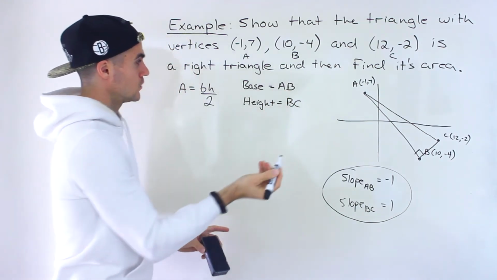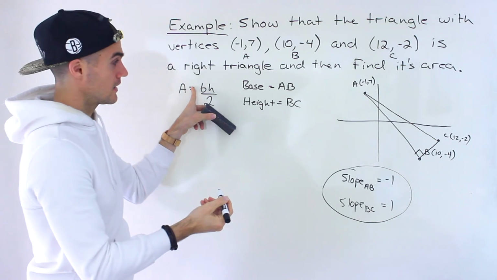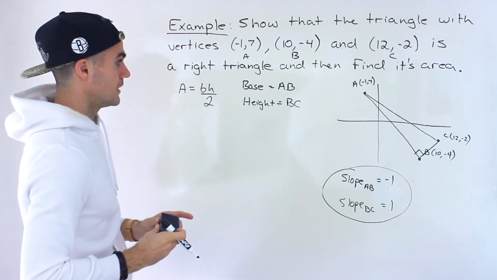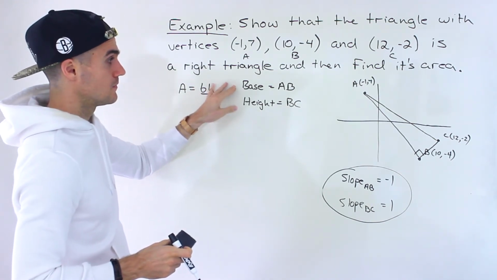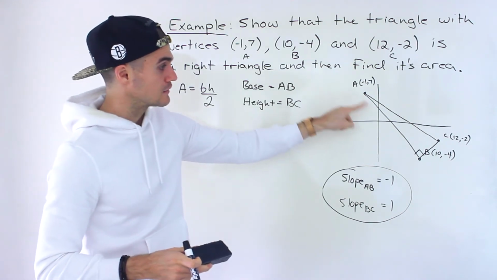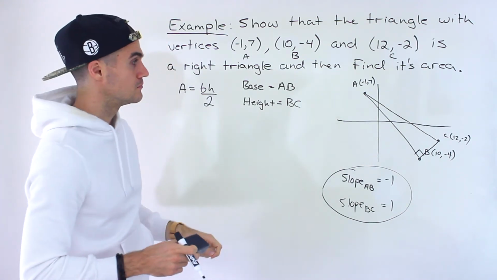Again, it doesn't matter which one because you're just going to be multiplying there anyway. You're going to get the same answer. But for reference, that's what I'm going to do. And so now what we got to do is find the length of AB, the length of BC.